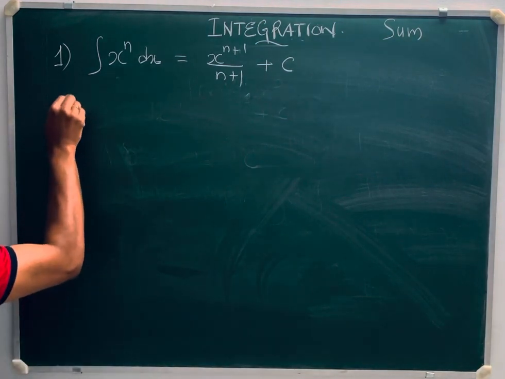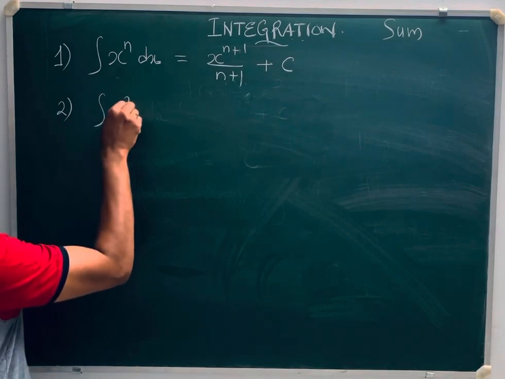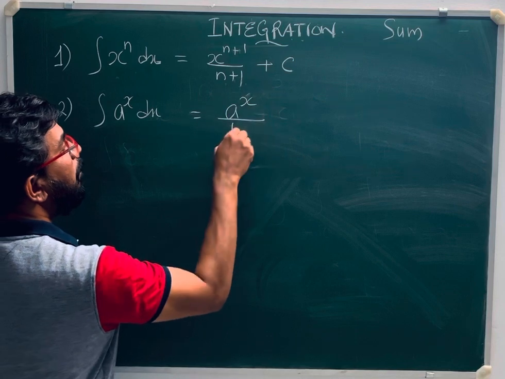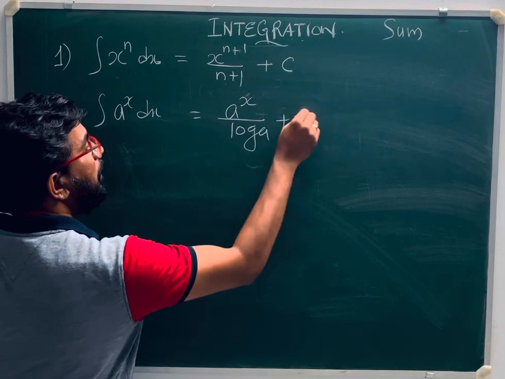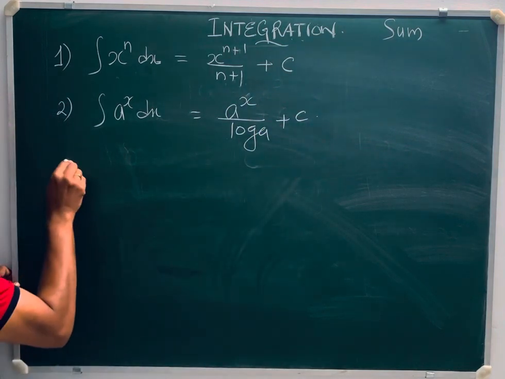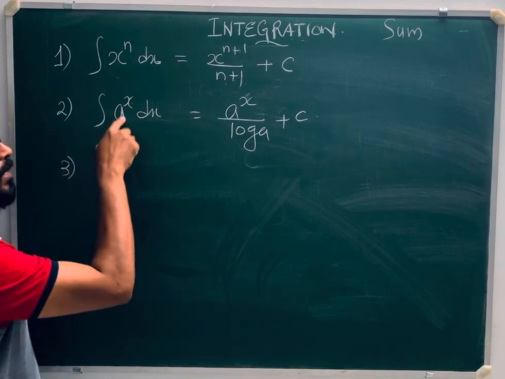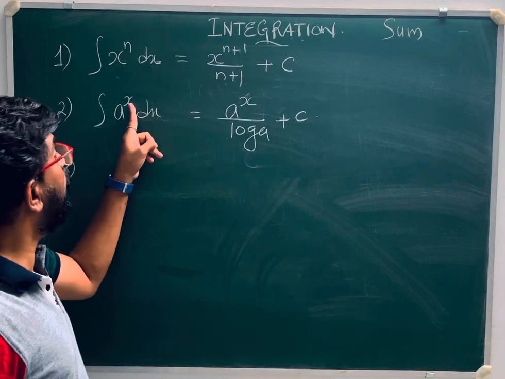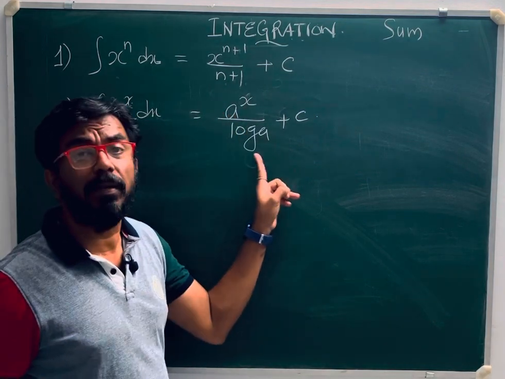The second formula that you should remember is integral a power x dx, which is going to be a power x divided by log a plus c, where a is a constant and x is a variable. X is x only. If I have 2 power x, I will write 2 power x divided by log 2.